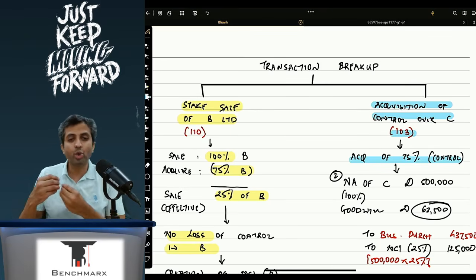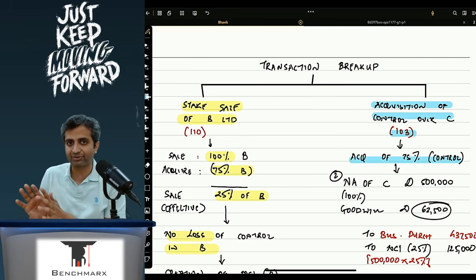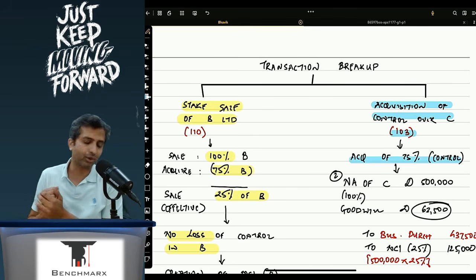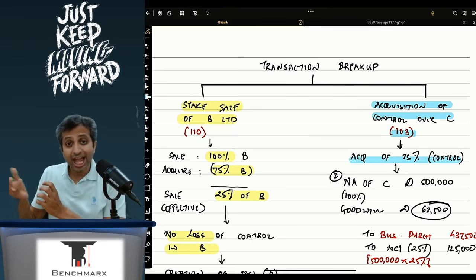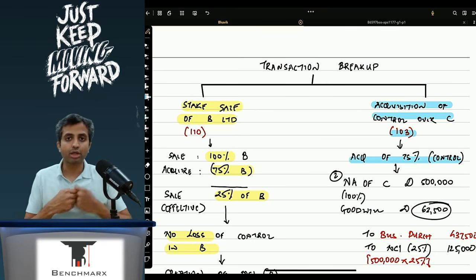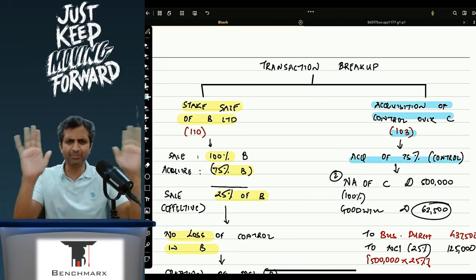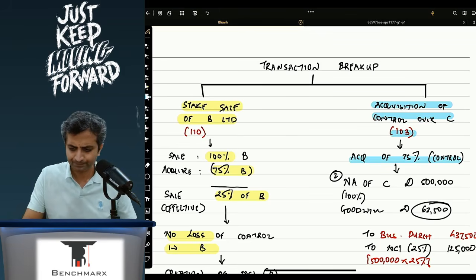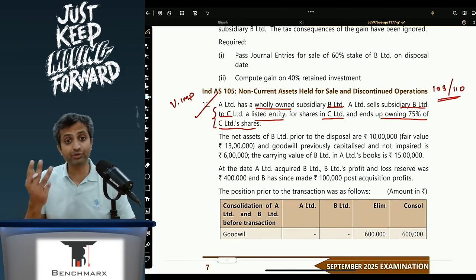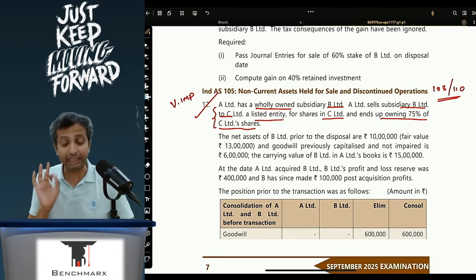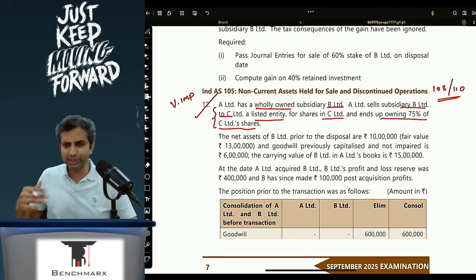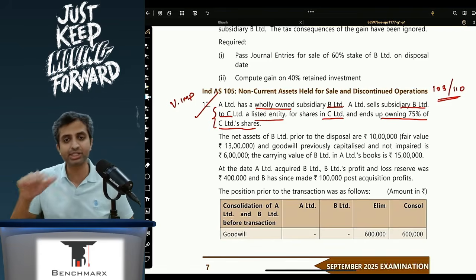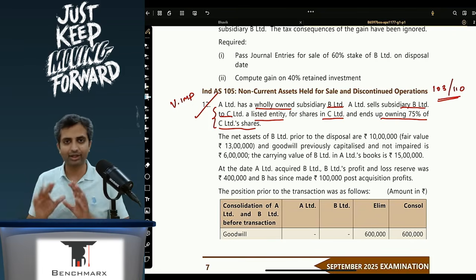As if you have diluted 25% in B. The money that you got, you use that to acquire C. Keep that at the back of your mind before you read the question. Okay, so we have just completed 3 lines. These were the most tricky 3 lines. Once you do this, most of the other part in the question is just given to throw you off track.